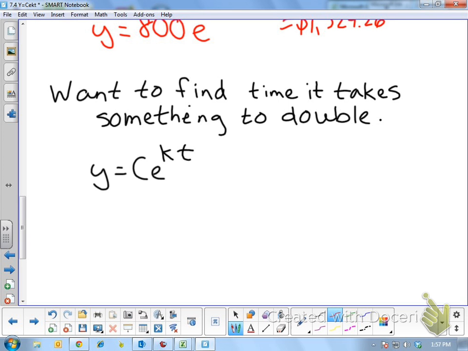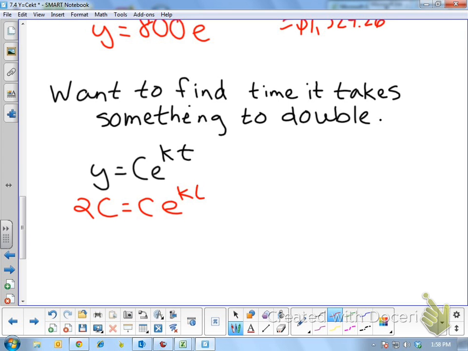It's called the rule of 72. So if I want to know how long it takes something to double, Ben suggested take C and double it and put it in for Y. What do you guys think? Yes. Why? Because C is present value and Y is final value. So what do I put for Y? 2C.